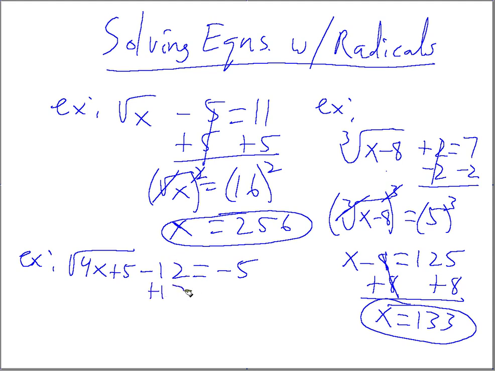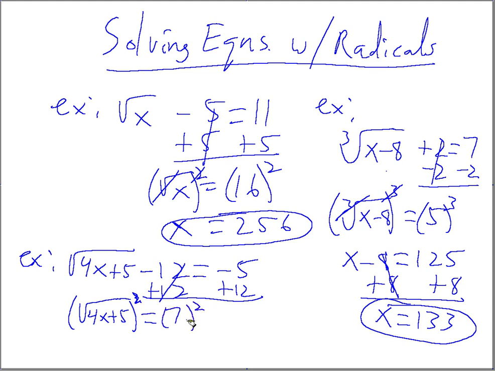Again, how do I get rid of the negative 12? We'll add 12 to both sides. No big deal there. So we're going to get square root of 4x plus 5 equal to what? Positive 7. Now we can what? Square both sides. Take both sides to the second power there.